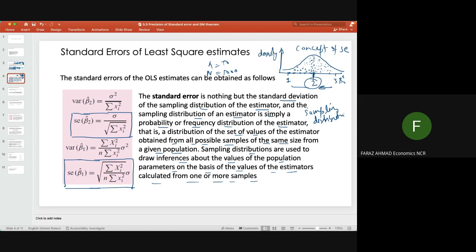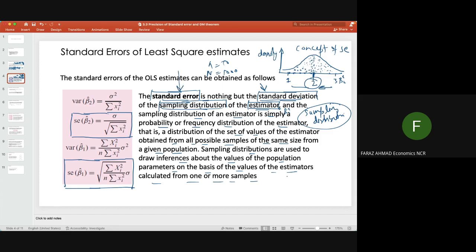Now, what is standard error? Standard error is the standard deviation of the sampling distribution of the estimator. Simple, that's the definition. So standard error is nothing but standard deviation. So you know what is standard deviation, right? Of what? Of the sampling distribution of the estimator. The estimator is beta 2 hat in this case, right? Sampling distribution, I just explained what is sampling distribution. So this is the definition of standard error, right?